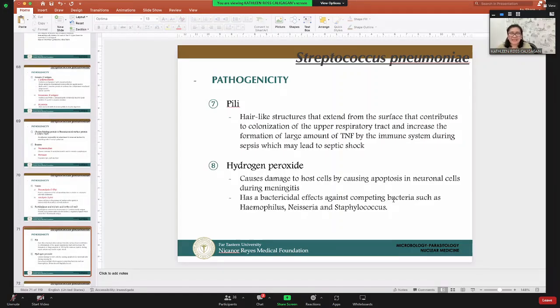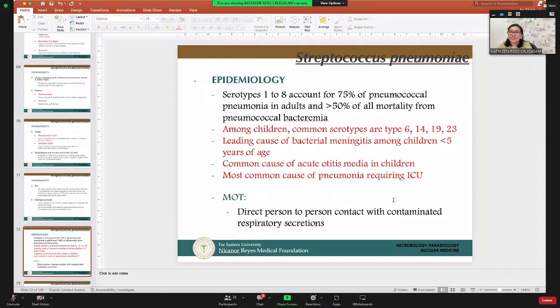The presence of the pili or hair-like structures that extend from the surface contributes to colonization of the upper respiratory tract and increases the formation of large amounts of tumor necrosis factor by the immune system during sepsis, which may lead to septic shock. And you also have hydrogen peroxide, which causes damage to the host cells with a bactericidal effect. This is more important.